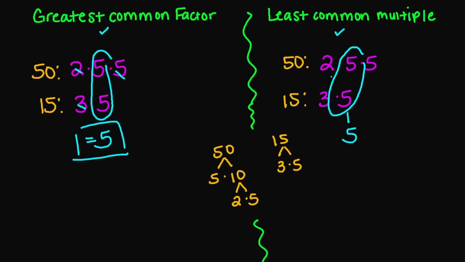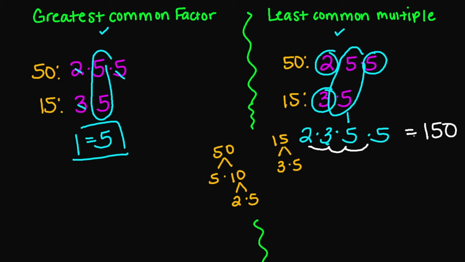However, I'm just going to include them in my answer. I'm going to add this 5 here. I'm going to add this 2, and then we're going to add this 3. So now we have 2 times 3, that's 6. 6 times 5 is 30. 30 times 5, that's going to be 150. So I'm going to write 150 here. And this is your final answer.